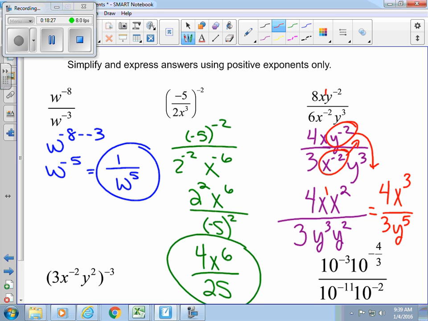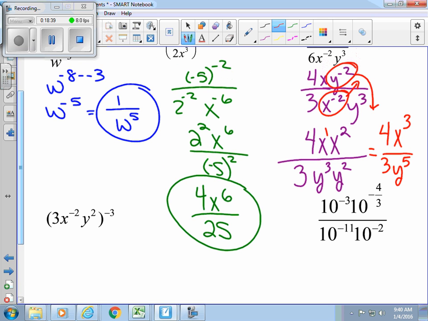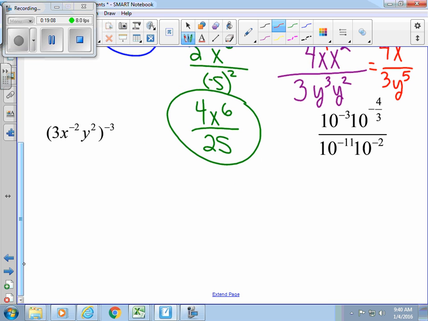So, good thing and bad thing, you have a lot of options. Sometimes that's a bad thing. So what I would have done is I would have gone straight from here. And see that 1 there? I would have done 1 minus negative 2 and gotten x cubed. And then I would have done negative 2 minus 3. I would have gotten y to the negative 5th. And then you would have had to move that y to the 5th. And again, you have options.